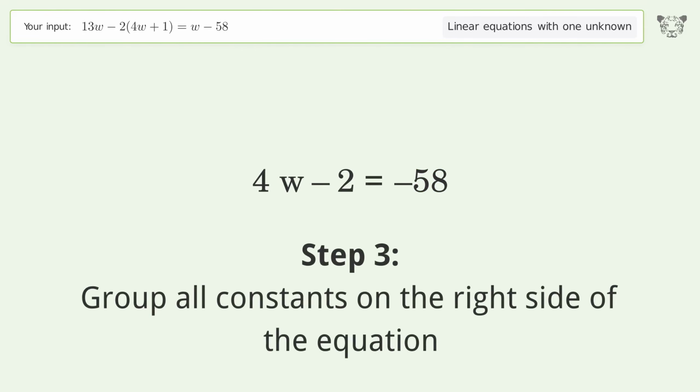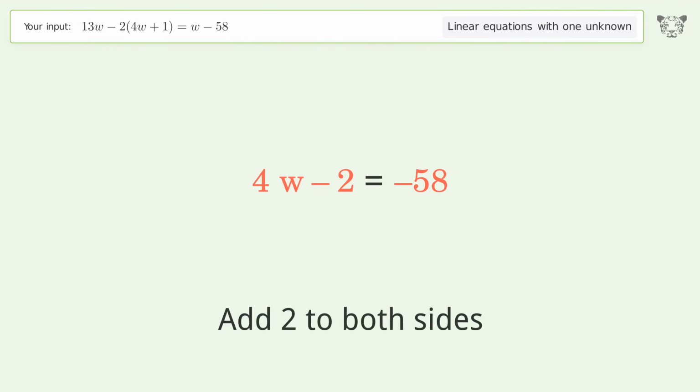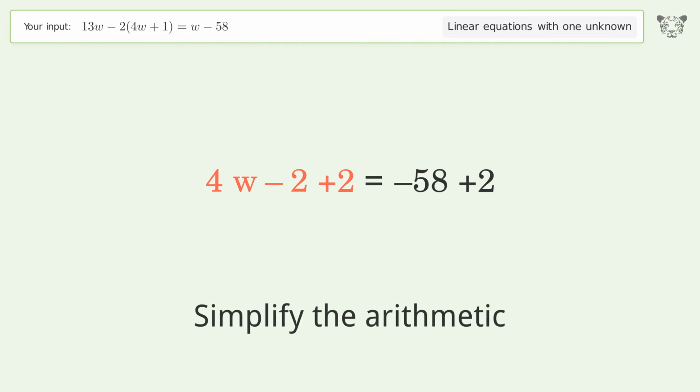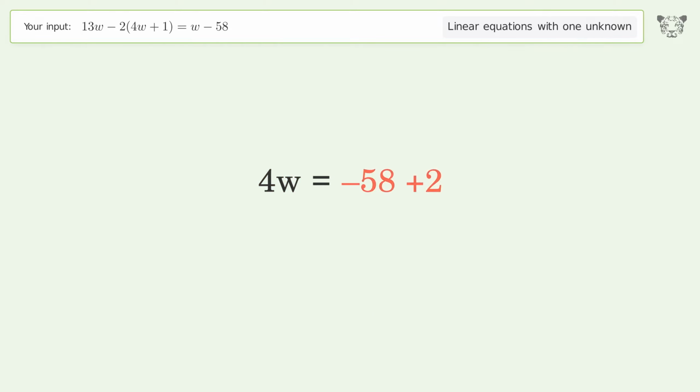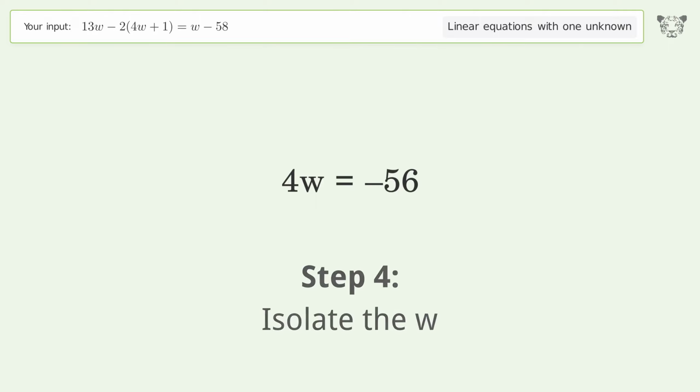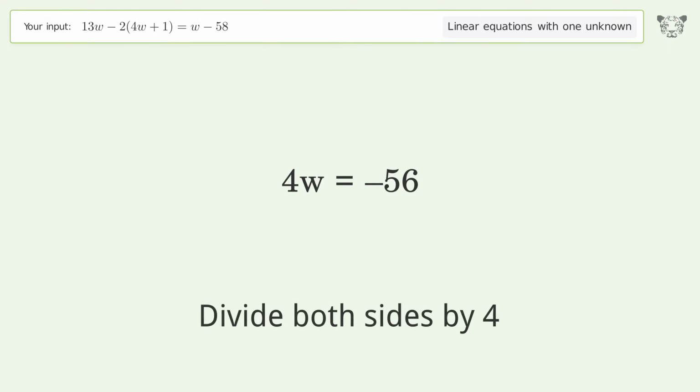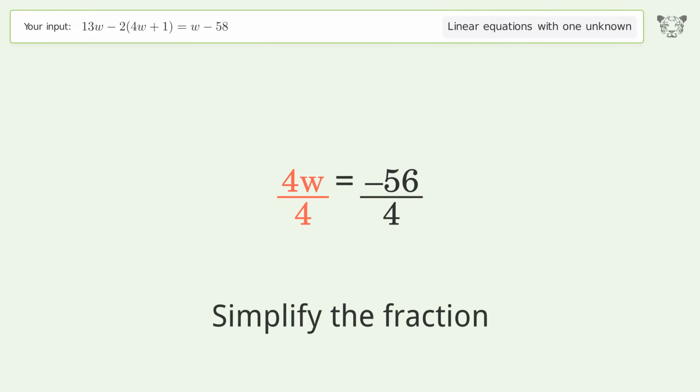Group all constants on the right side of the equation. Add 2 to both sides. Simplify the arithmetic. Isolate the w. Divide both sides by 4. Simplify the fraction.